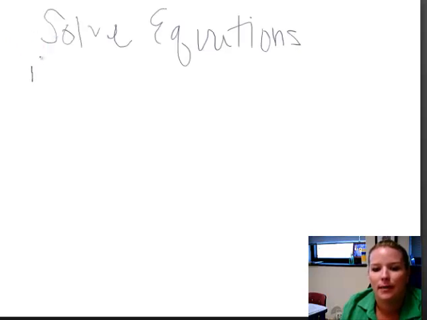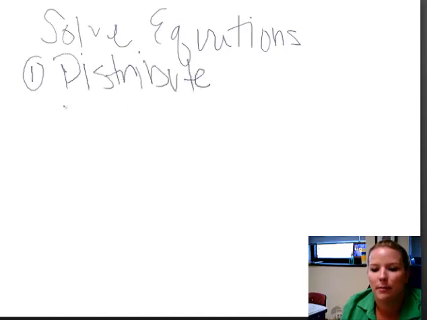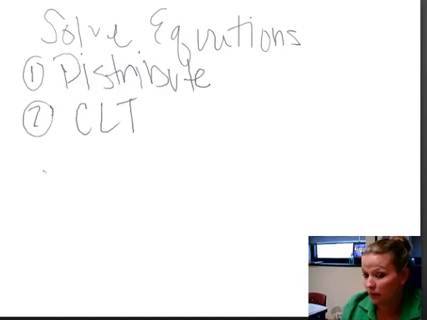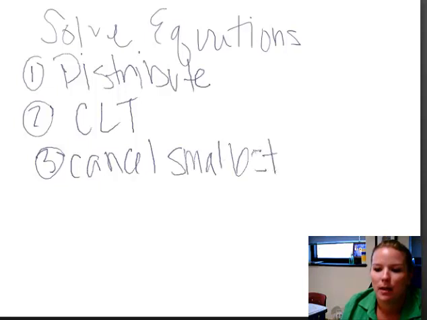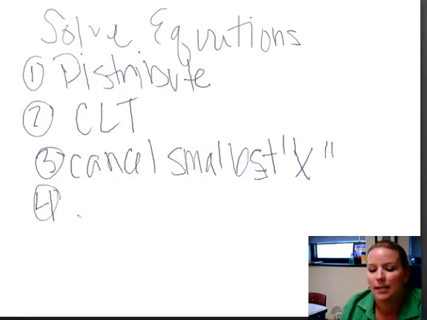Okay. So our first step in solving equations is distribute, meaning get rid of the parentheses. Our second step is combine like terms, meaning get things that look like together. The third step is cancel the smallest x. So what you do here is you pick whichever one's smallest, if there are more than one, and you want to move it to one side of the equation. You don't want your x's on a separate side of the equation. Then the final step is to isolate x, meaning get it by itself.